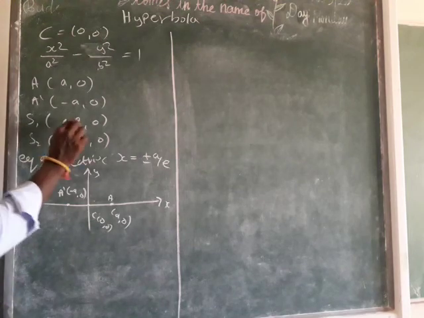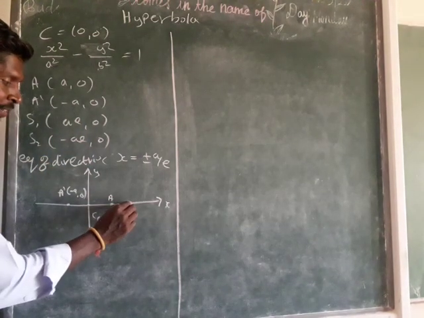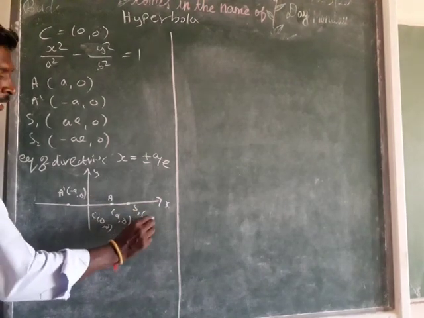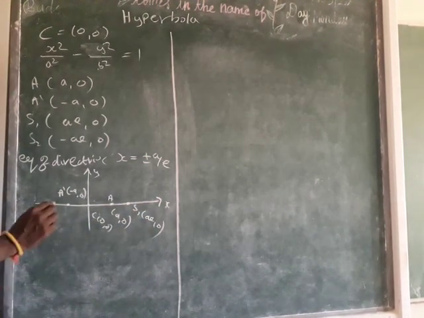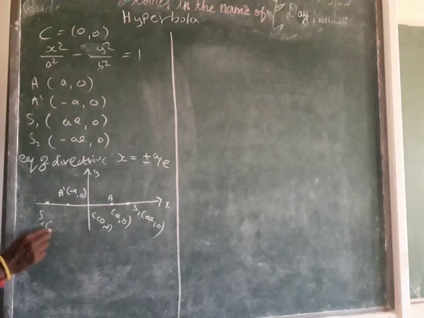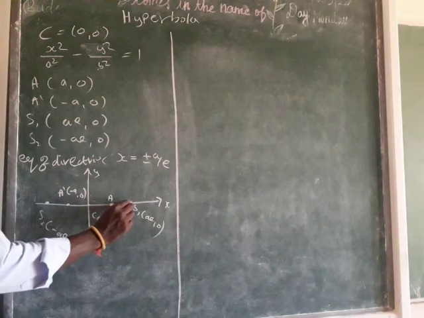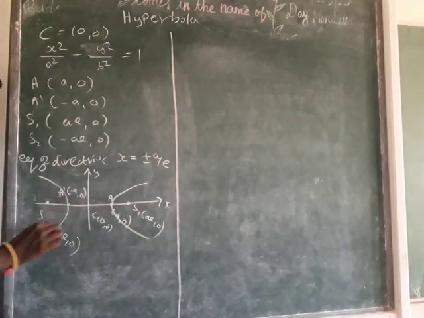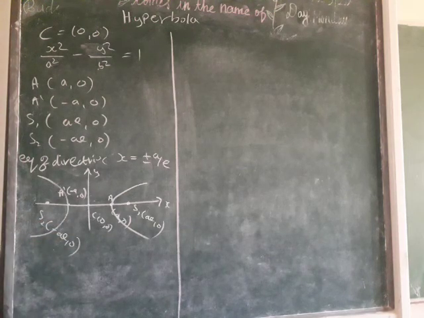Then focus S1 is ae, 0. It will be after the vertex. So your vertex, then the focus will come here, S1 ae, 0. Then S2 minus ae, 0. So vertex here, focus, you can draw the diagram like that. This is the diagram of the hyperbola when parallel to the x-axis.